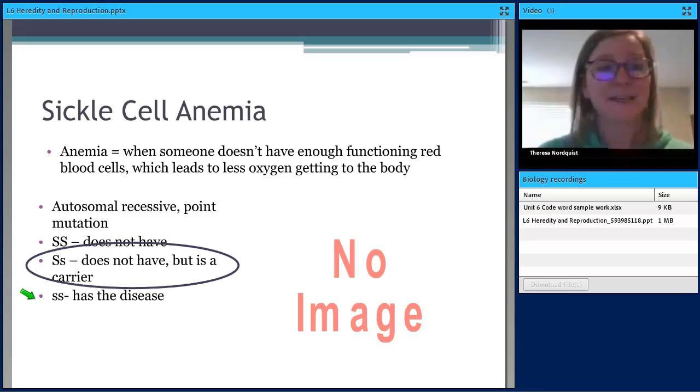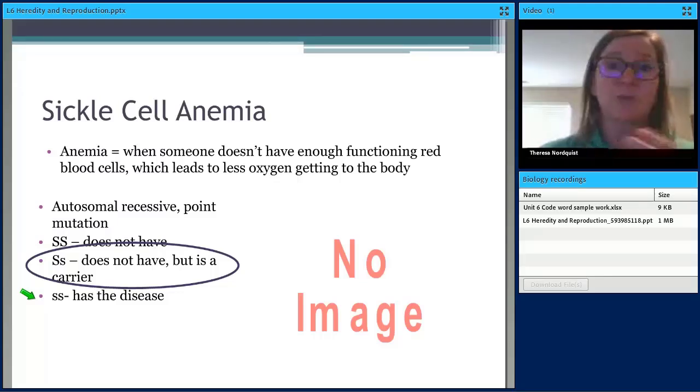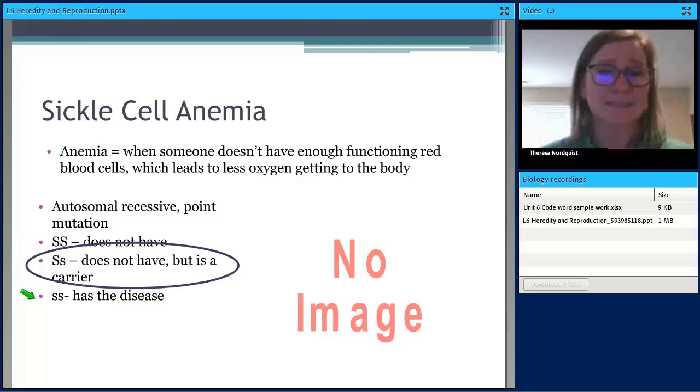Now, the interesting thing is that individuals who are heterozygous have some disc-shaped cells and some sickle-shaped cells. But they have enough of the regular disc-shaped cells that they don't have the anemia. They don't feel sick, but there is a difference in their body. And that difference makes them resistant to malaria. They don't fully understand why yet.